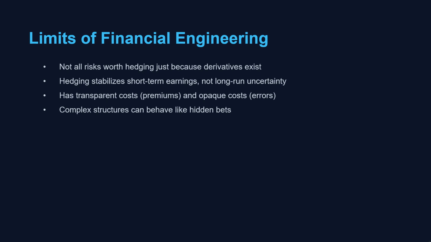Just because a derivative exists does not mean you should use it. Hedging often stabilizes near-term earnings, but may not eliminate long-term uncertainty. Costs can be visible, like option premiums, or hidden, like model error, basis risk, or operational complexity. And if a structure behaves like a leveraged view, it can amplify, not reduce, risk. The key is fit for purpose, and simplicity, if possible.